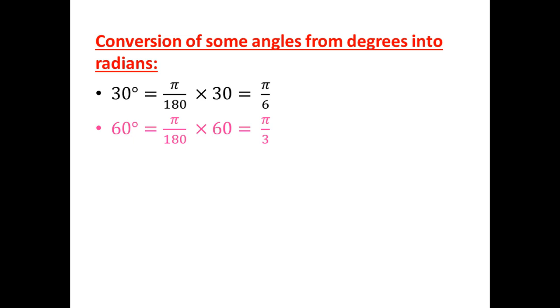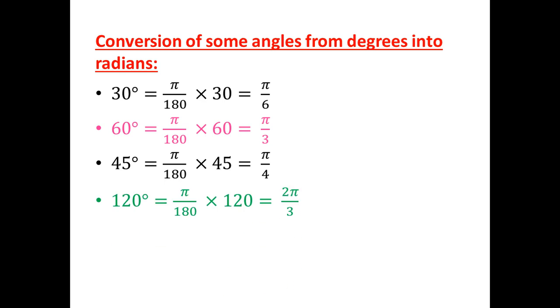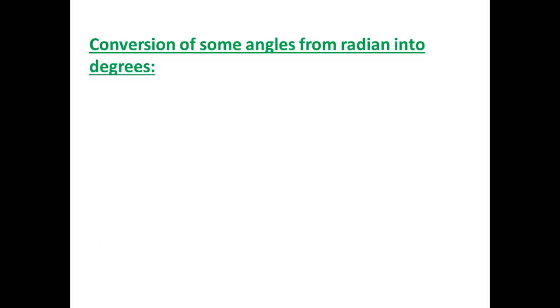So if we want to convert degree into radian, we multiply it by pi by 180. Similarly, 45 degree: 45 into pi by 180 gives pi by 4. 120 degree: pi by 180 into 120 gives 2 pi by 3. You can easily simplify these. Then 270 degree and so on.